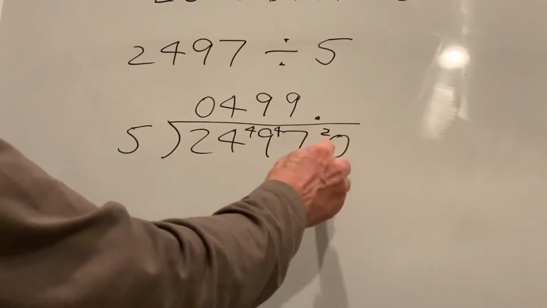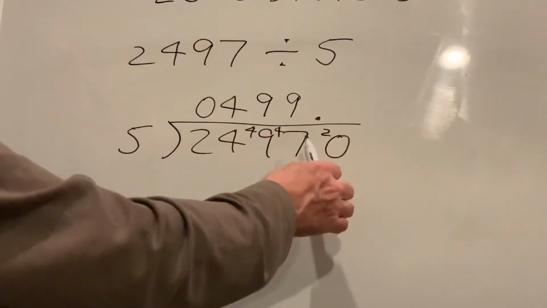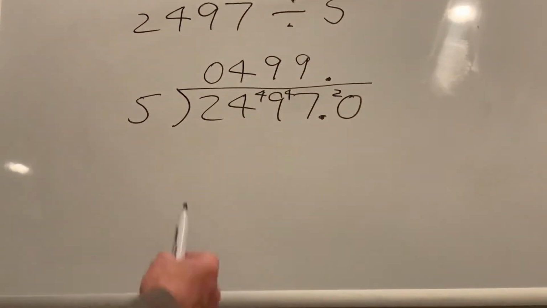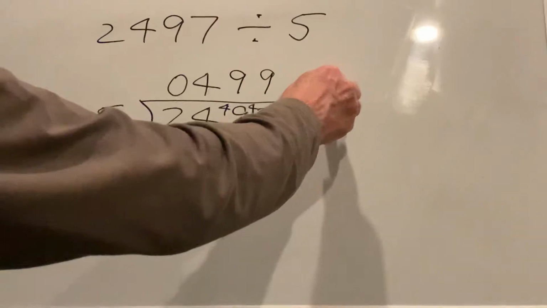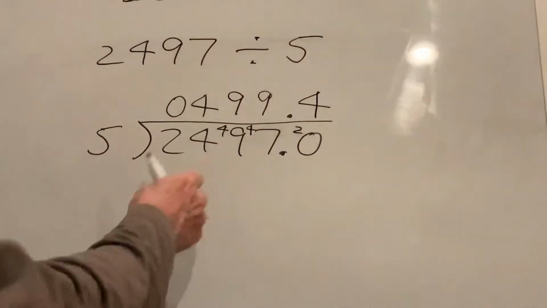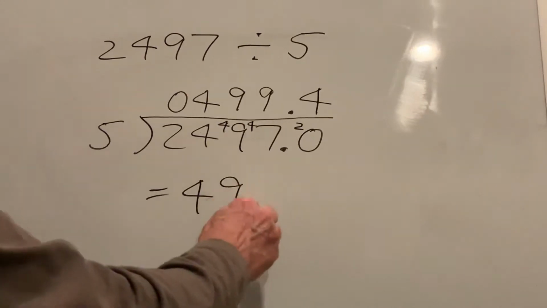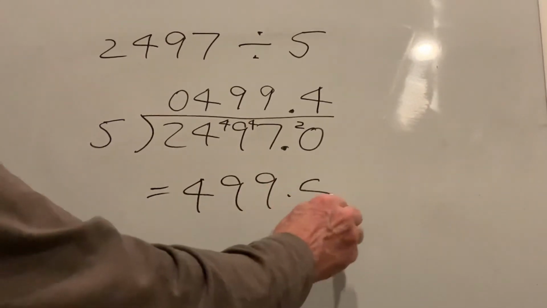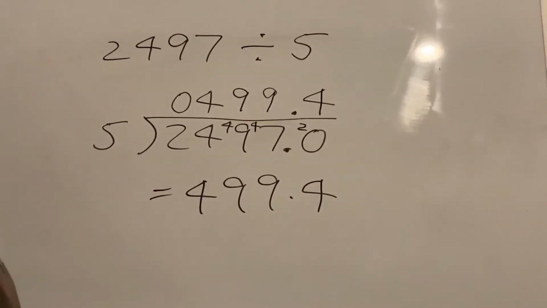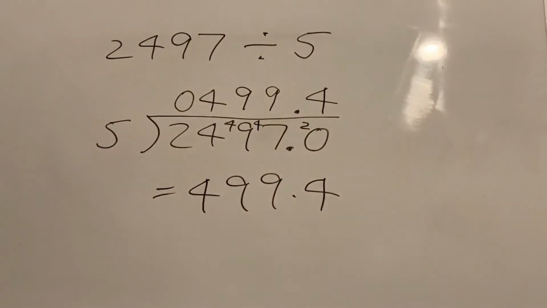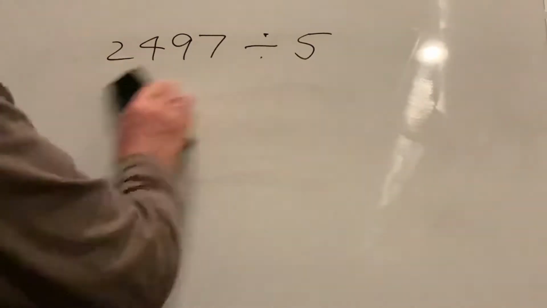Now this is why we got the decimal point. Sometimes it doesn't go exactly, so we can bring it through into the decimals if we need to. 5 into 20 goes 4. So there's our answer: 499.4. So that's why we have the decimal there, in case it doesn't go evenly. Let's do another one because that was so much fun.